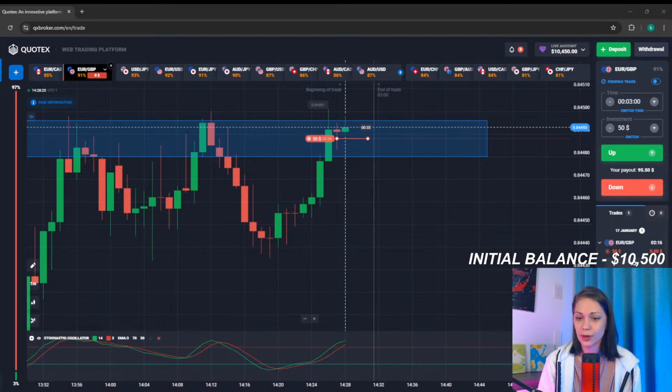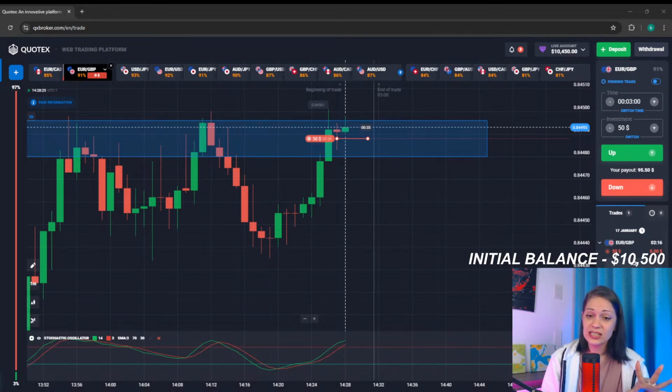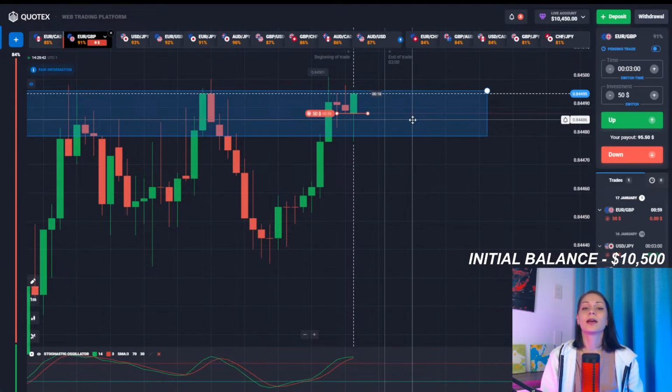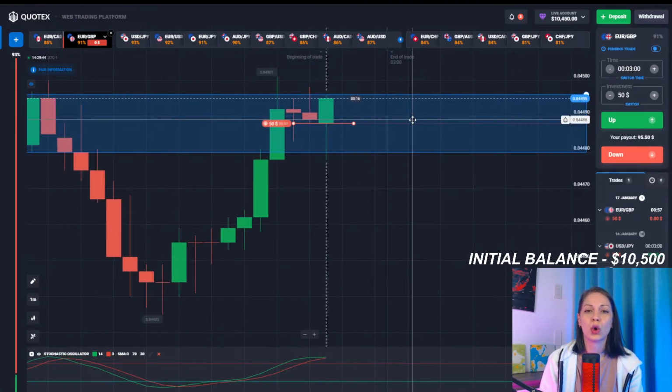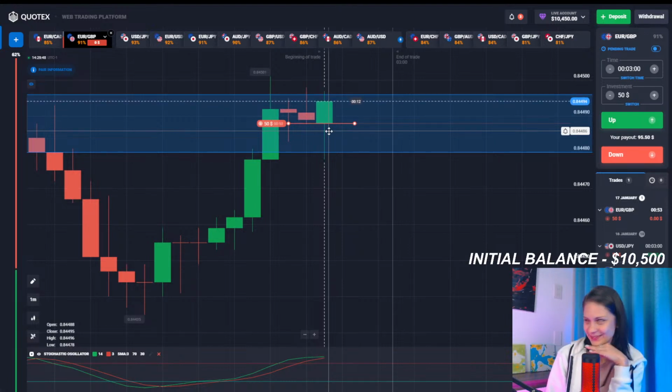It froze. Quotex freezes only when I open the chat, because I'm opening another tab and Quotex freezes. So when I come back, for example, right now, it is working normally. I missed that smile. Oh my god, thank you so much.